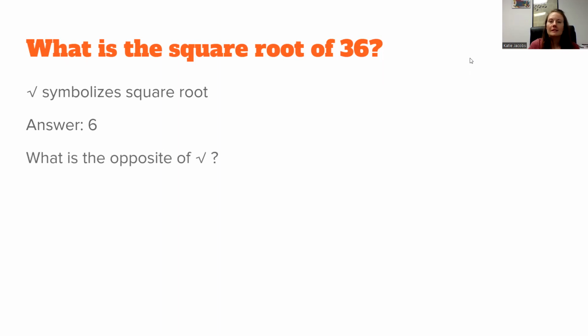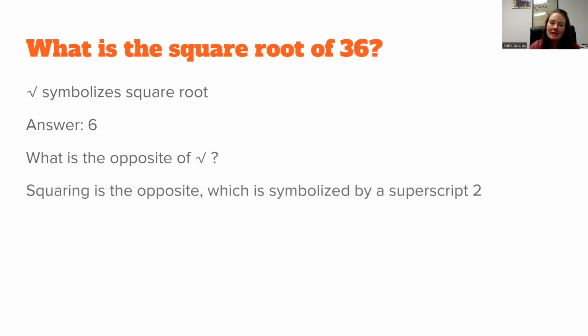What's the opposite of square rooting something? So think about that for a minute. Shout it out loud while I'm Dora the Exploring you. What is the opposite of square rooting something? So squaring is the opposite, which is symbolized by a superscript 2. All right. So for example, if you take 6 and you square it, you get 36. And if you take the square root of 36, you get 6. Okay, so we can see how they're inverses of one another. That becomes important later on when we're doing some problem solving about some of the formulas that we're going to see in this class.